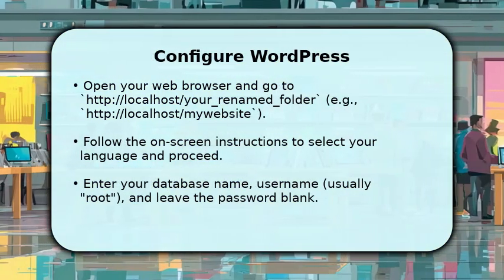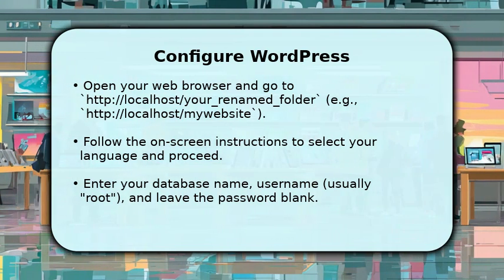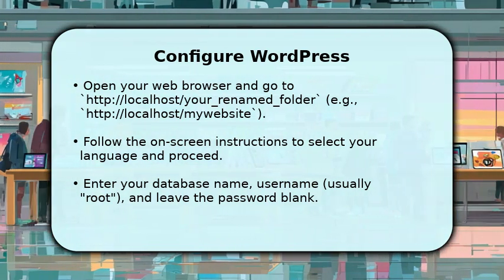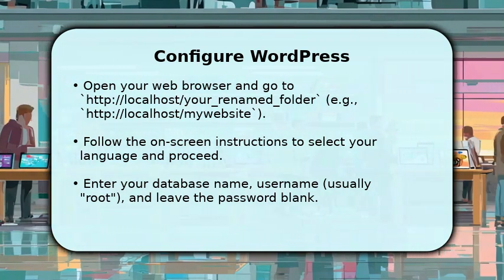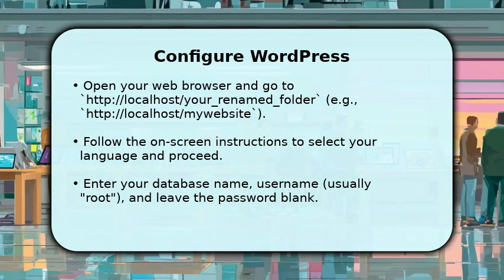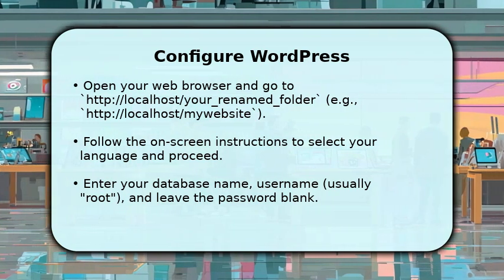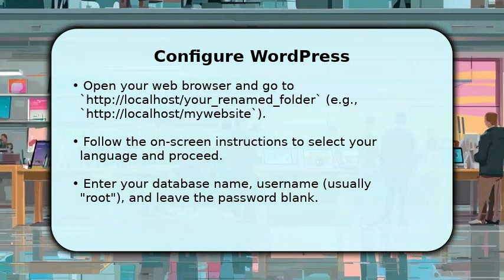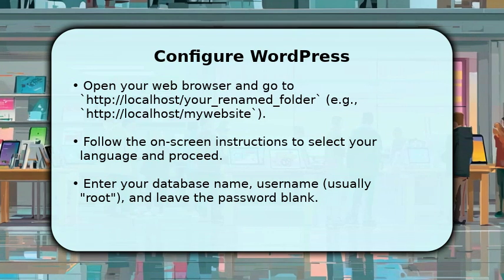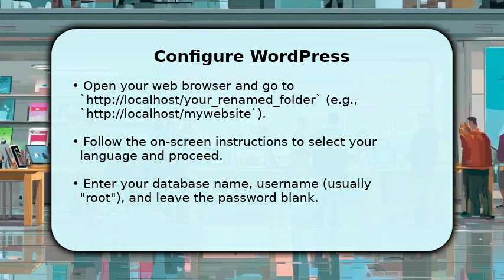Finally, let's configure WordPress. Open your web browser and go to http://localhost/ your renamed folder, for example, http://localhost/mywebsite. You'll be greeted by the WordPress installation wizard. Follow the on-screen prompts to select your language and proceed.